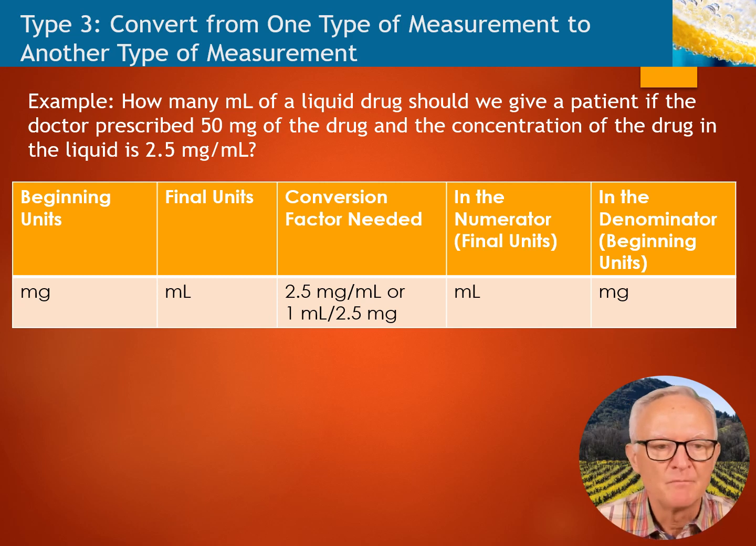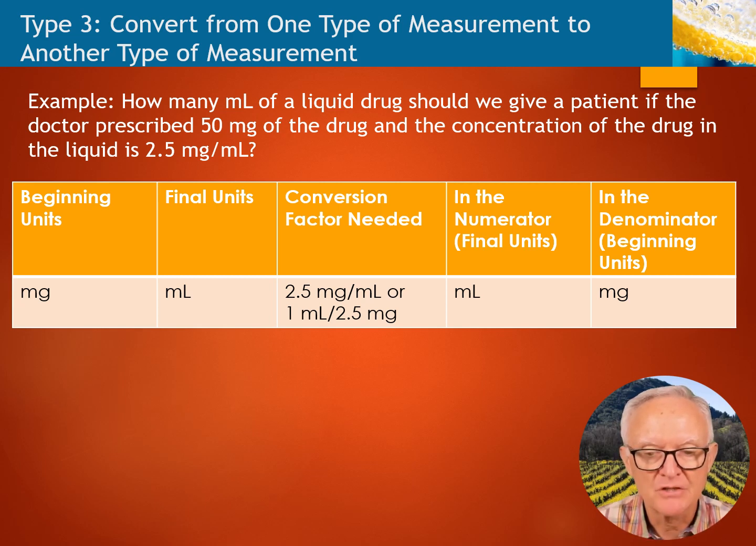Third example, third type, converting from one type of measurement to another type of measurement. So how many mils of liquid drug should we give the patient if the doctor prescribed 50 milligrams of the drug and the concentration of the drug in liquid is 2.5 milligrams per milliliter?